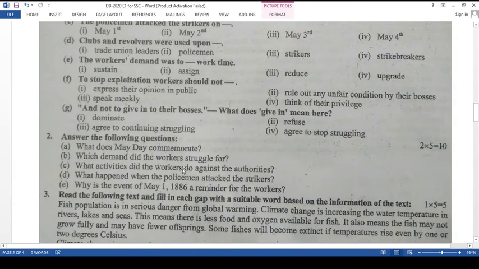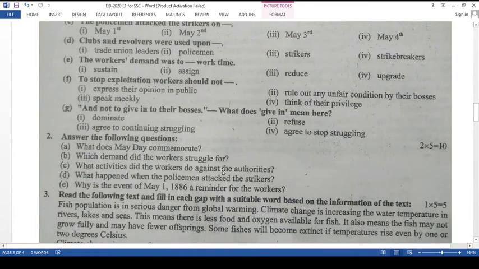Which demand did the workers struggle for? That means what was their demand? The workers' demand was an 8 hours work day. The answer is available in the passage. The workers' demand was to establish an 8 hours work day.